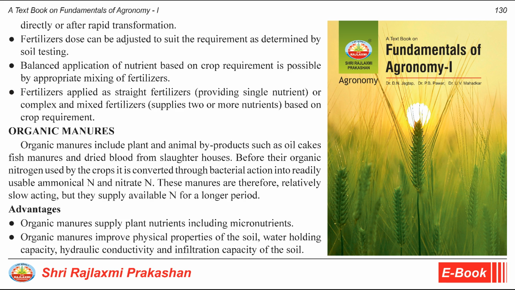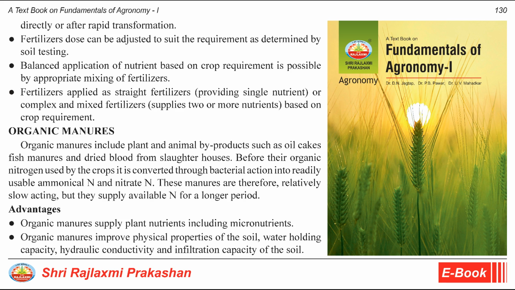from slaughterhouses. Before their organic nitrogen is used by the crops, it is converted through bacterial action into readily usable ammoniacal N and nitrate N. These manures are therefore relatively slow-acting, but they supply available N for a longer period. Advantages. Organic manures supply plant nutrients including micronutrients.